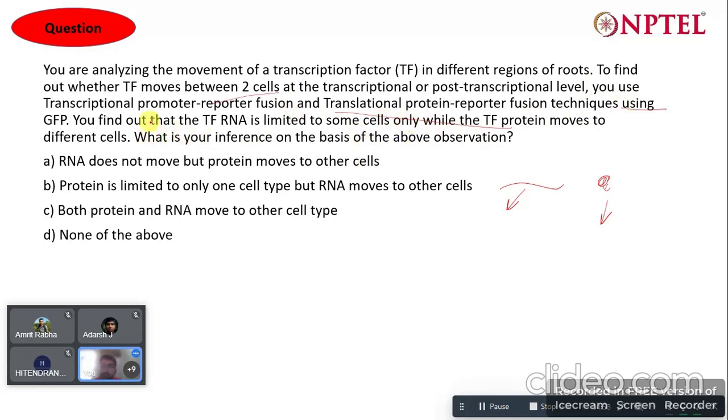But you find that the transcript, so the transcription factor RNA is only limited to some cells, while the protein is moving to the other different cells. So the inference on the basis of the above observation.